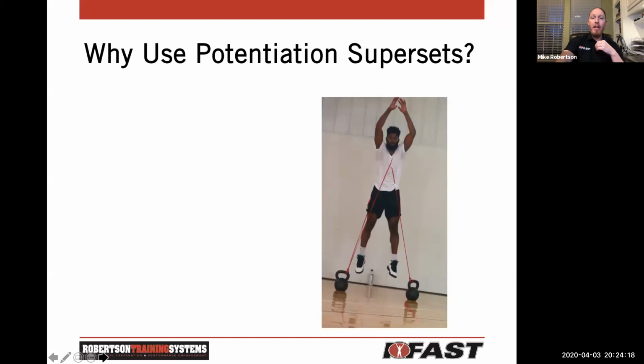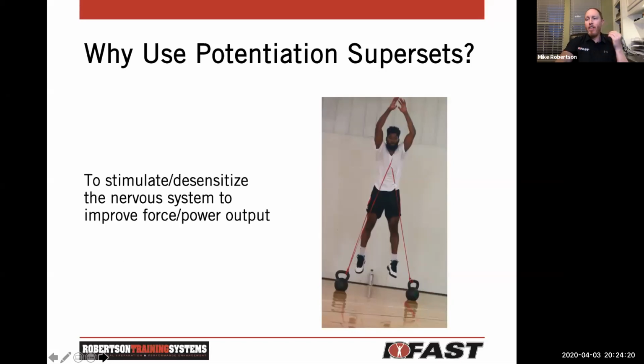So when we talk about potentiation supersets, the way I think about this, and again, this is like 20 years of experience, right? When we got started, I think we were so focused on muscles, right? We got to build bigger muscles, and we never thought about the nervous system. We never thought about the impact that the nervous system had on our body and on performance. So now when I think about a potentiation superset, I think of this as a strategy to stimulate or desensitize the nervous system to improve force or power output.